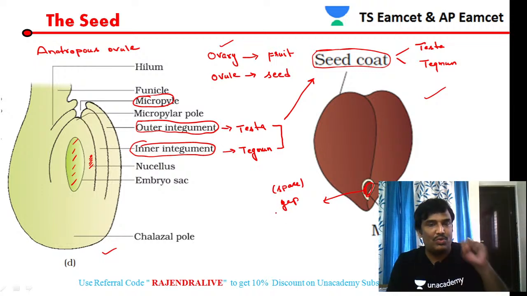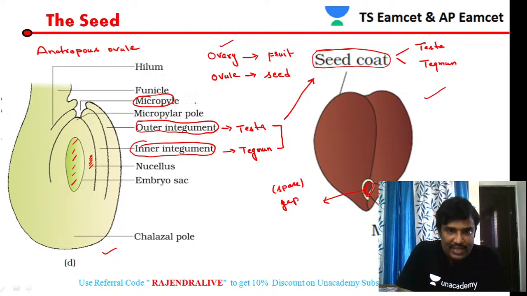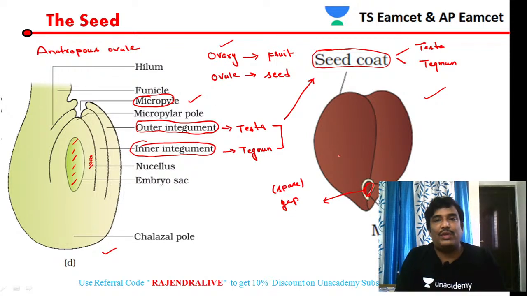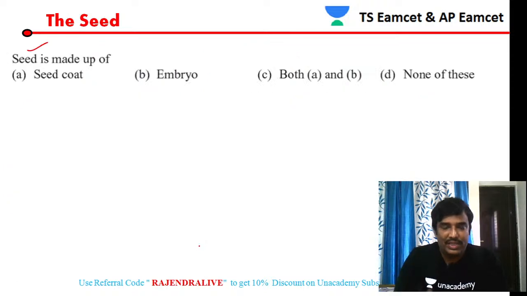So multiple choice questions, they will ask you: the seed absorbs water through which point? The seed takes up water through a space or a gap called the micropyle. You can see this micropyle clearly in the ovule, and the same micropyle will be left over when it forms the seed also. So this is the typical structure anyhow. Finally, the seed is a fertilization product of the ovule.